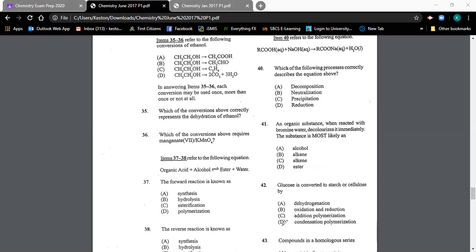So the correct answer for this one is condensation polymerization. Addition polymerization is only for alkenes, or alkenes that have a halogen on them, like this. This one gives you the PVC. So only alkenes undergo addition polymerization. Remember that. All right, so we're going again.